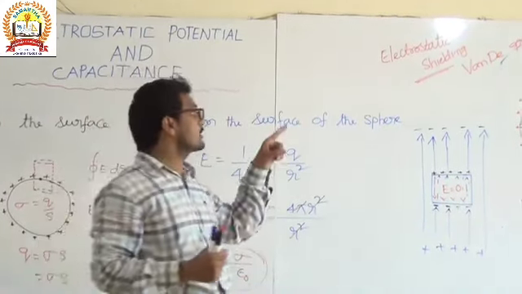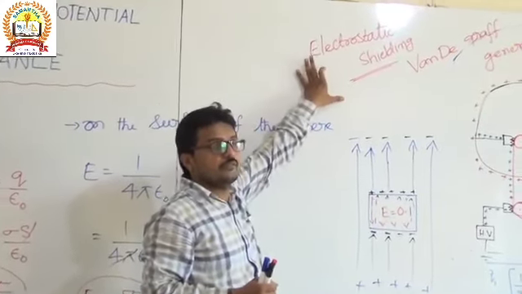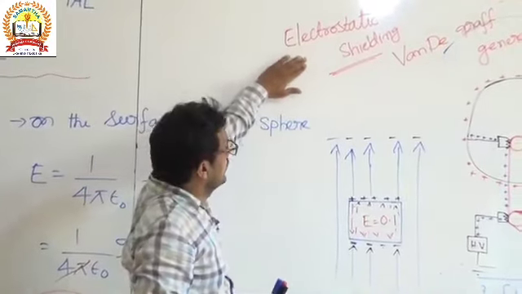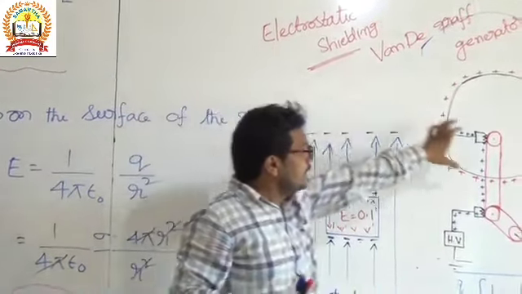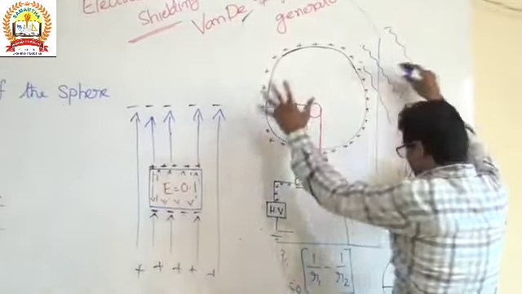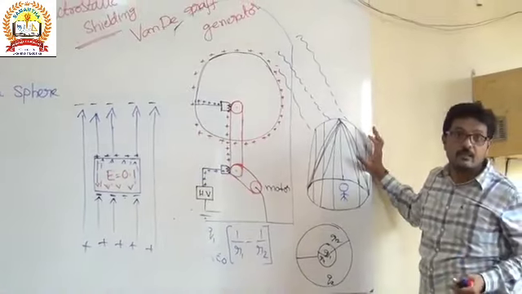Okay, that phenomenon is called electrostatic shielding. It is very, very important for the short answer. Okay, short answer questions, electrostatic shielding. And this total experiment we call Faraday cage.